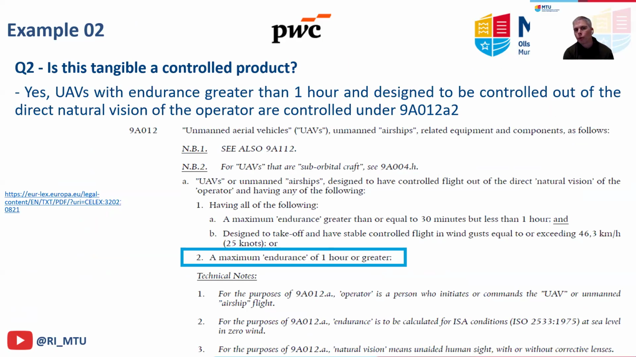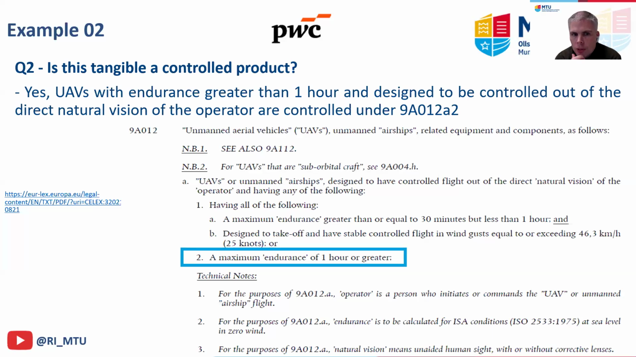But anyway, what we're looking at is this unmanned aerial vehicle, and it has a maximum endurance of 1 hour or greater. That is something that would require licensing in this case. Now, there's a flaw here with this one, and we'll talk about that in the next slide. The thing is, what if it was less than 1 hour? We were talking about a drone that was 1 hour, 10 minutes. What if it was less than an hour?